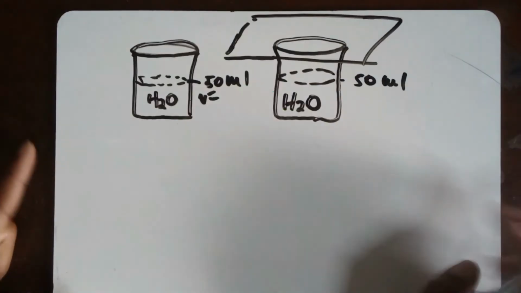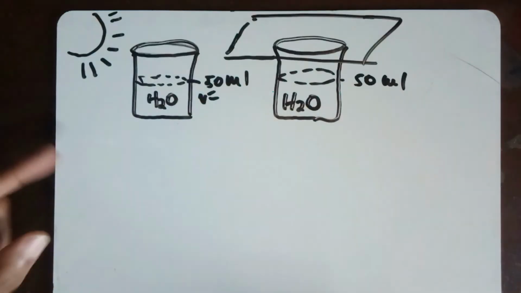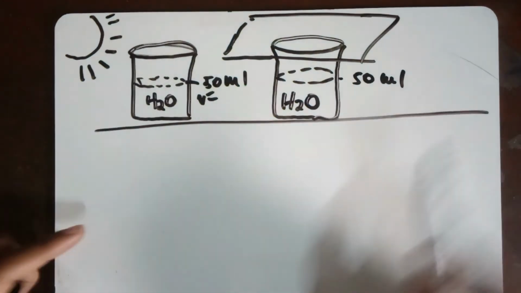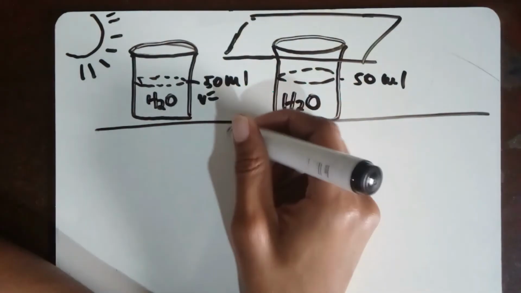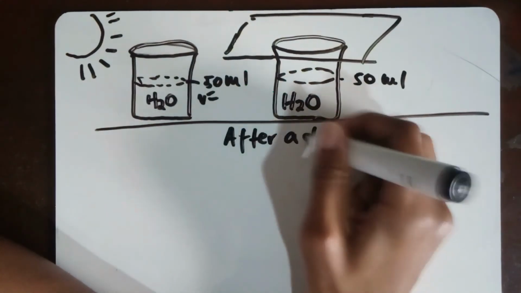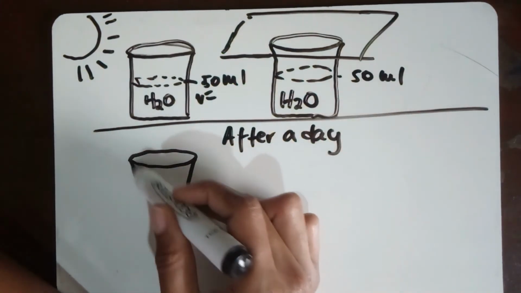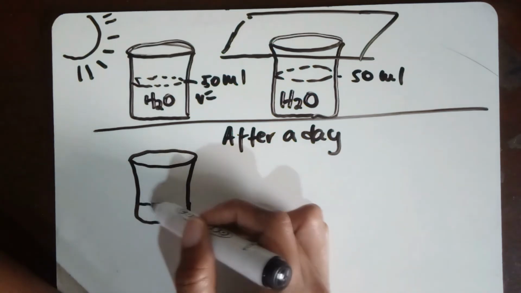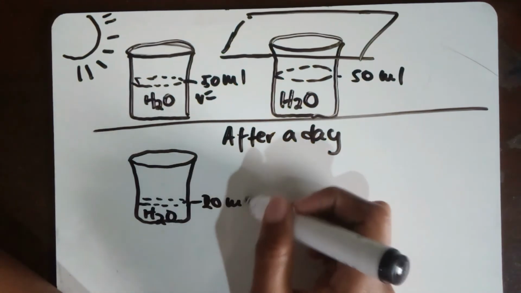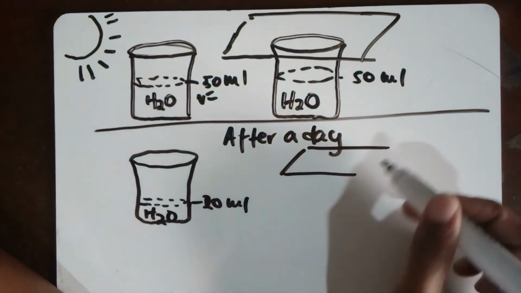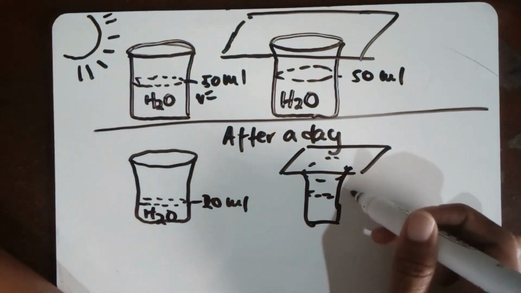And then you went outside, put both of your beakers out into the sun, and just left them there for a day. So after a day, you come back and you measure the volume. And what you notice is that in this beaker, perhaps the volume of water has now decreased to, let's say, 20 milliliters, right? But for this beaker that has a lid on top, you find that it's more or less at 50 milliliters.